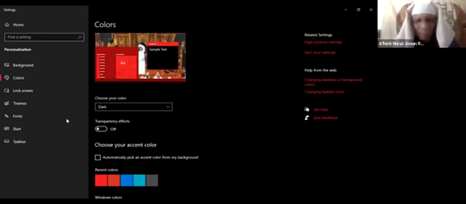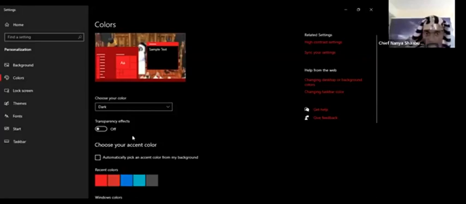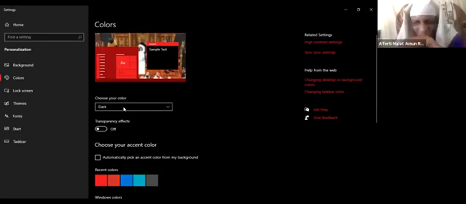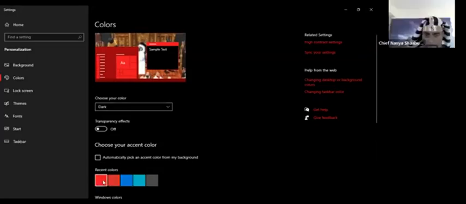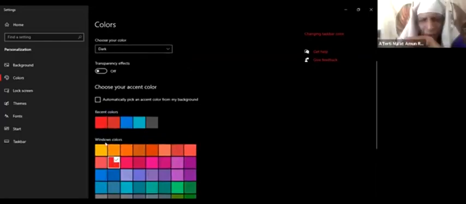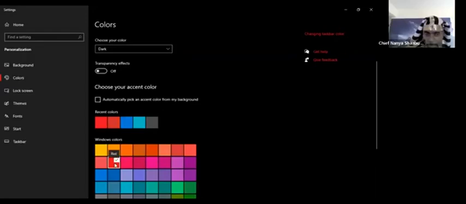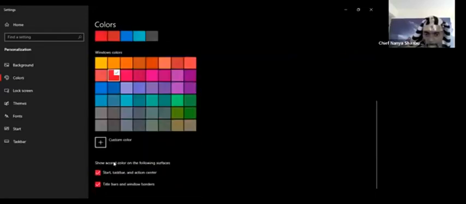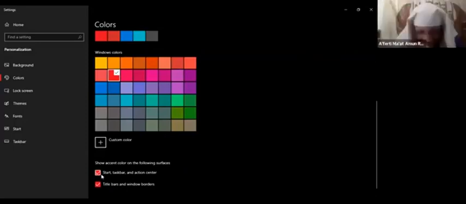So yep, we got it. Let's go to red. See it there. So choose your color. You put this as dark. And then choose your accent color, red. Or not the accent color, pardon me, the Windows colors, red. And then you can click on start, taskbar, and the bar and window borders. Check that off. See that?